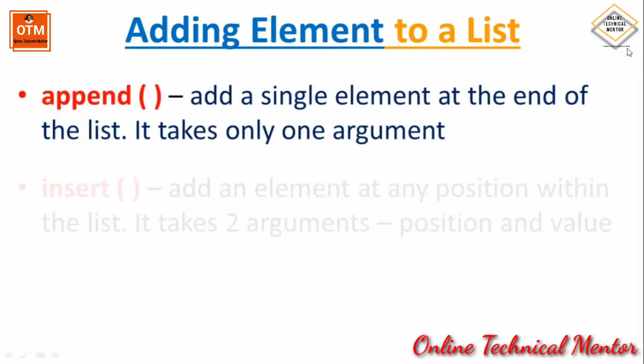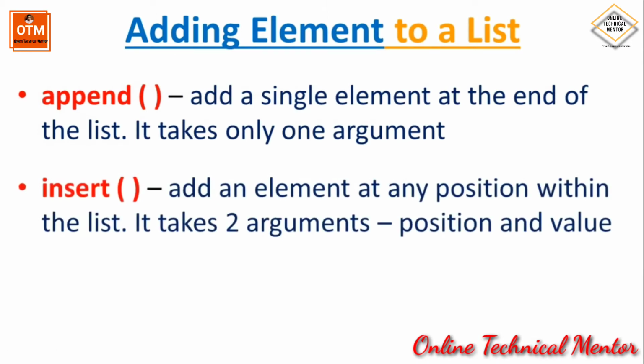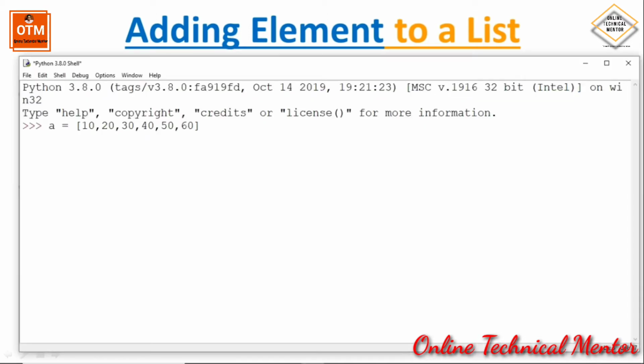The next method of adding an element is the insert method. It adds an element at any position within the list. It takes 2 arguments, the position and a value. So in this case, you can specify your position where the value is going to be inserted. Let me take this list as a reference. So A equal to 10, 20, 30, 40, 50, 60. In a list, the first position is at the 0 index. The second position is identified by 1 index. The third position is identified by 2 index and so on.